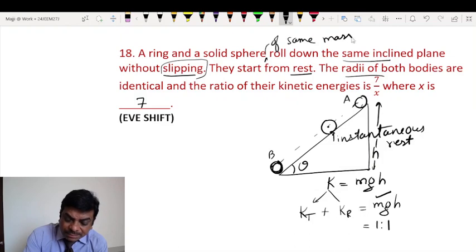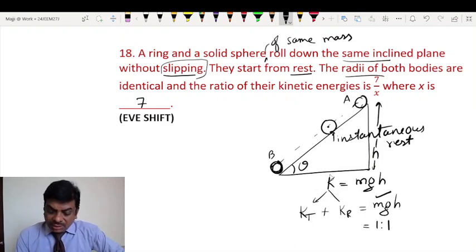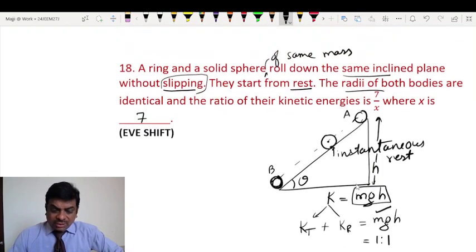Mass must be same, because the energy gained will be dependent only on the energy lost, and the energy lost is same. That's all, students, in this video.